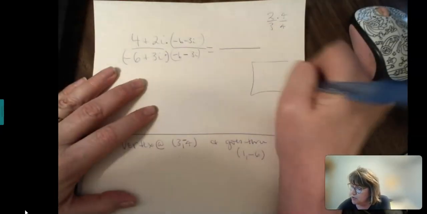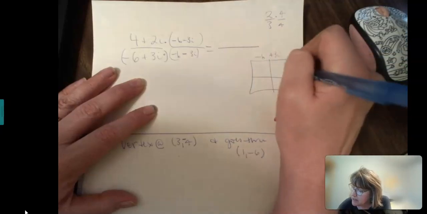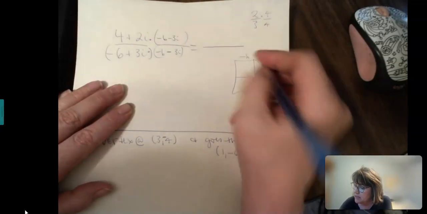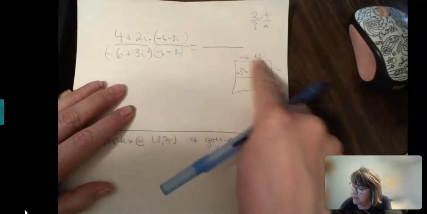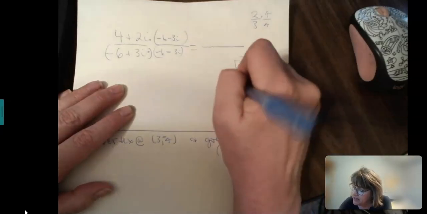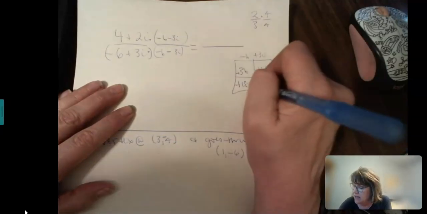Okay, so I'll just do the box. -6 positive 3i, -6 -3i. That's a positive 36, -18i. What is that? Positive 18i. So you can see those are going to cancel. And then this is a -9i squared.